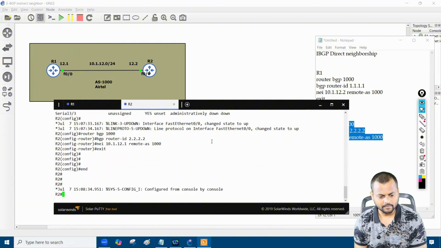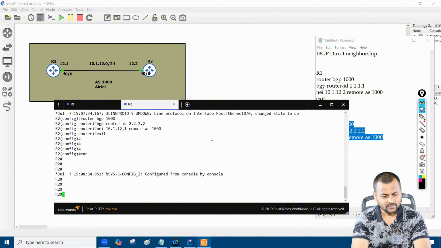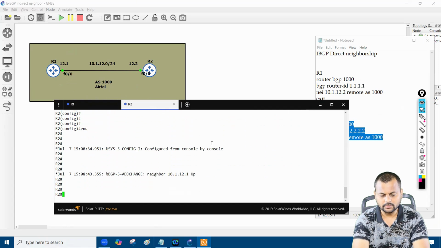The neighborship came up. Hold on. It's a slow routing protocol. You have to have a good level of patience with RIP and BGP. Okay, so my neighbor is up now.